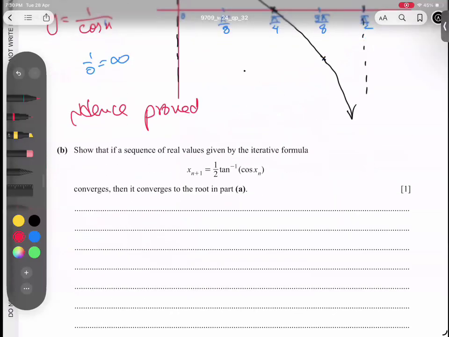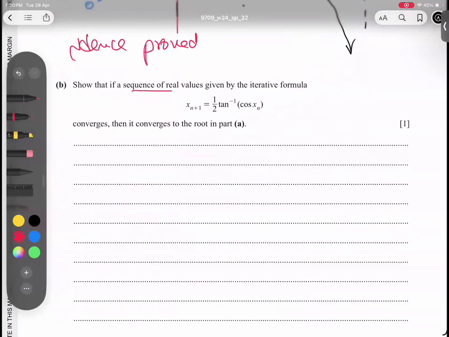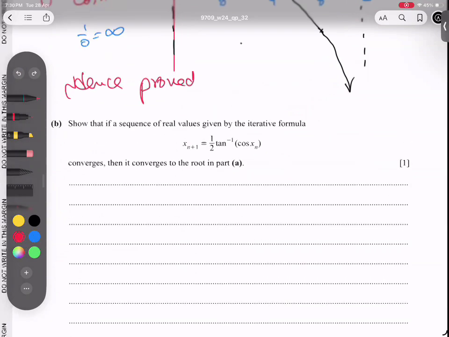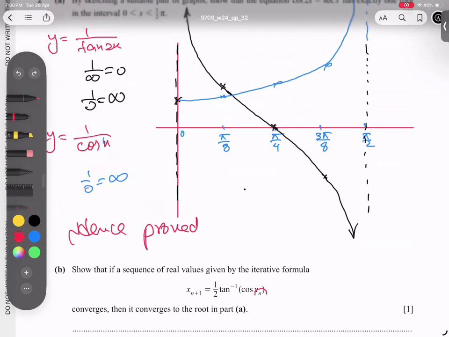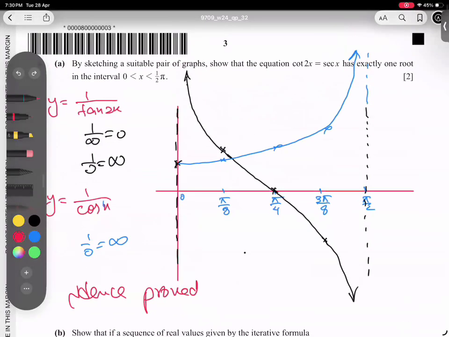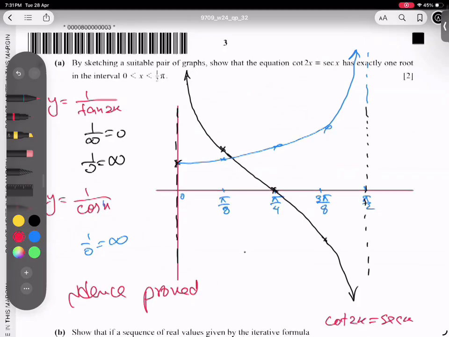Part number 2, students, it says show that if the sequence of real values given by the iterative formula converges, then it converges to the root of part A. So basically, what is the plan? I have to remove the subscripts, the n plus 1, and after removing, I will try to show this equation. If I prove this equation, then done. So let me write here. The plan is cot 2x is equal to secant x. This is my job to prove.